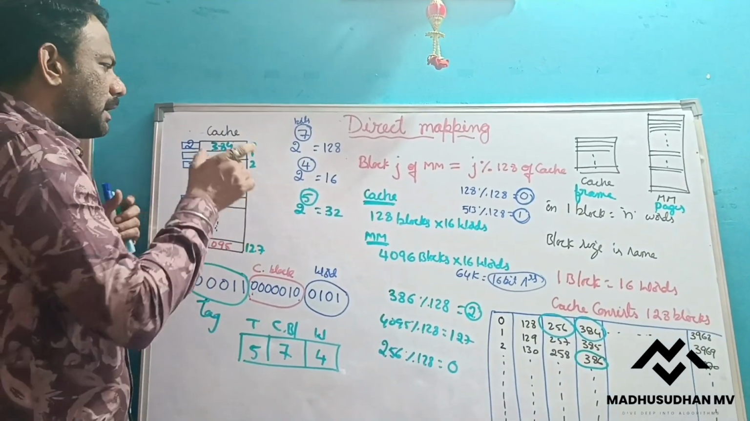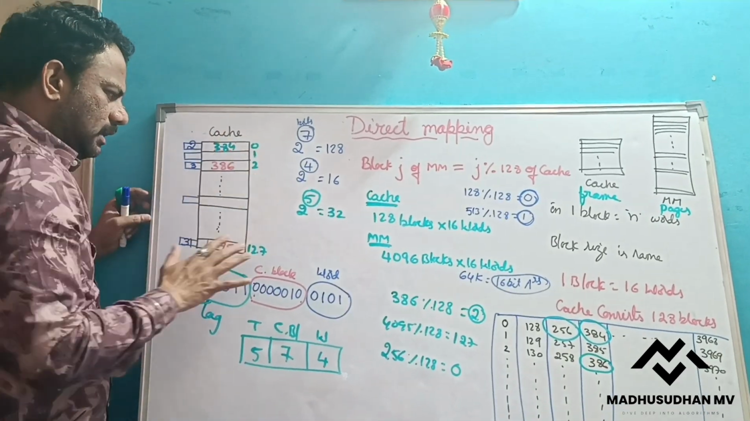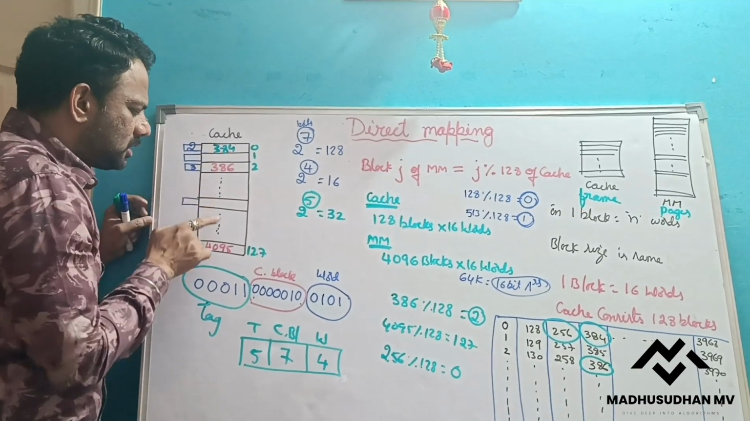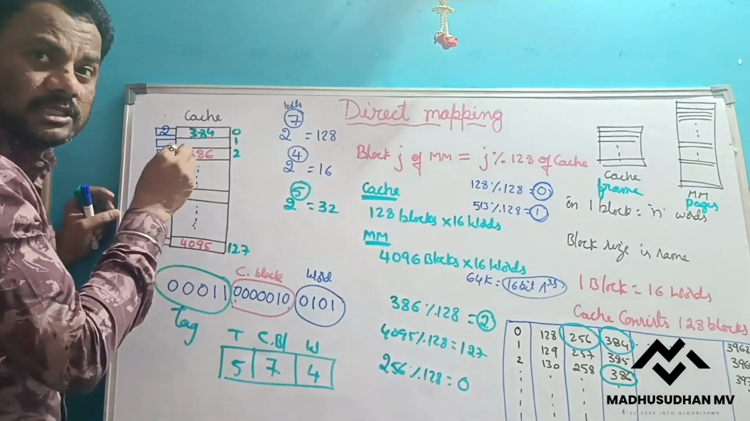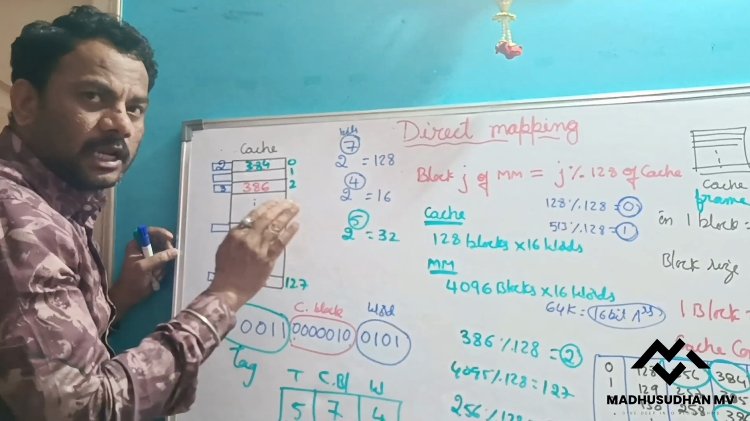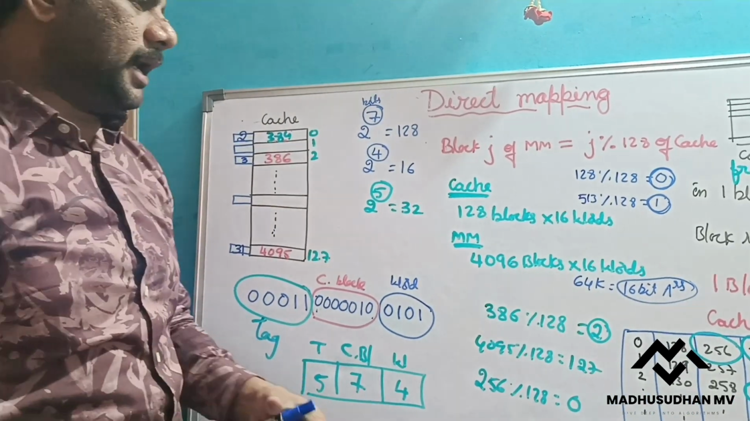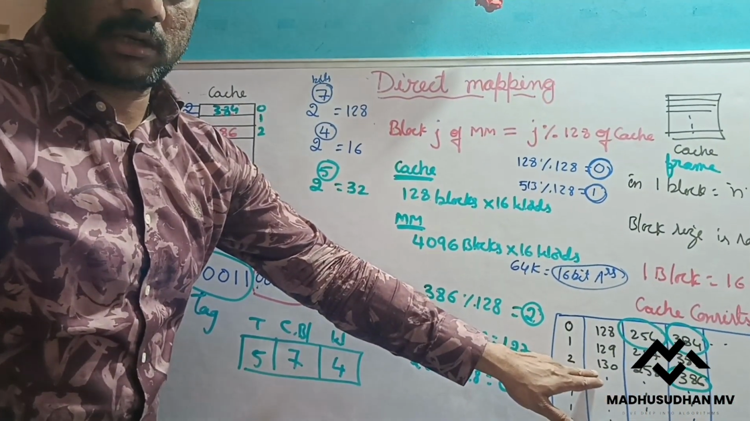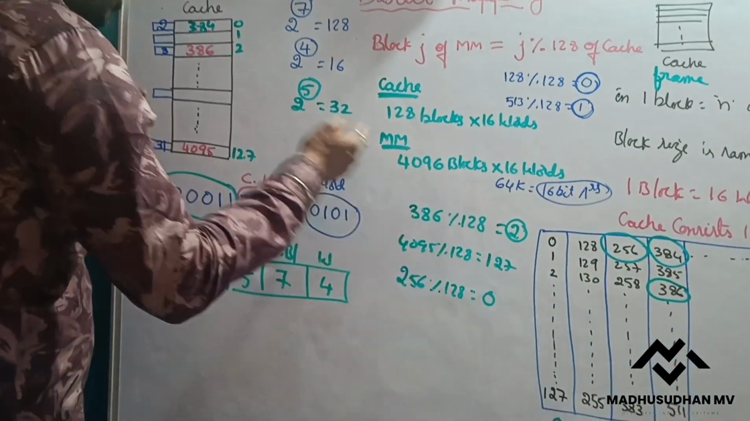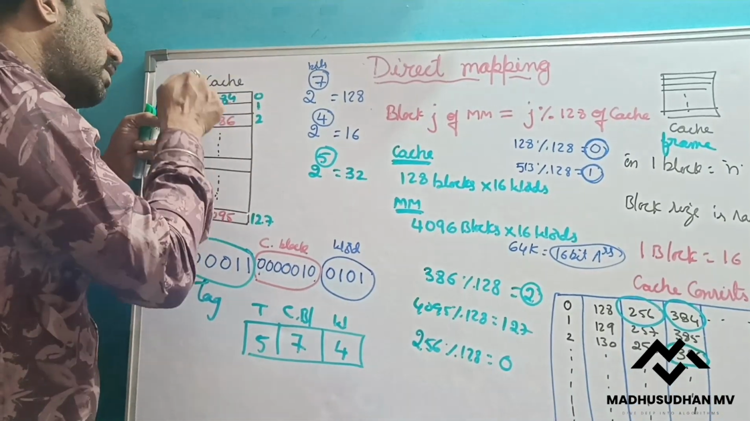See, at any point of time I can bring only one. Assume the complete cache is free. Assume right now in this example, out of 128 blocks, only 3 are filled. Still 125 are free. Now assume I want to bring block number 130. Now 130 divided by 128, the remainder is 2. That means again you have to bring it here only. Even though 125 blocks are free, you have to overwrite this one only.